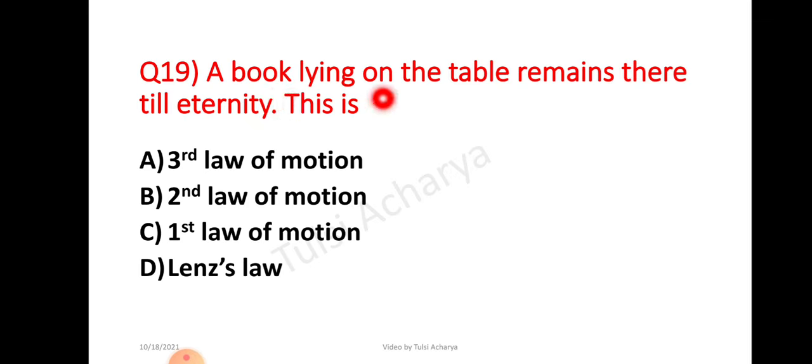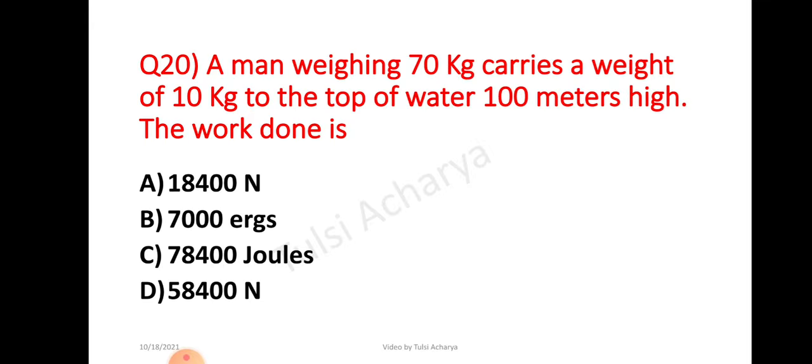A book lying on the table remains there till eternity. This is called Newton's first law, or first law of motion. According to this law, a body at rest remains at rest, and a body in motion remains in motion until and unless an external force is applied to it. So option choice C is the correct one for question number 19. Now let's move to question number 20.